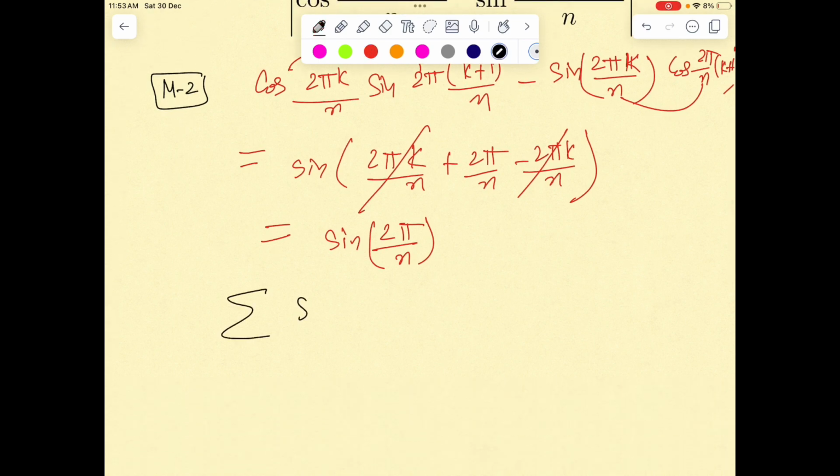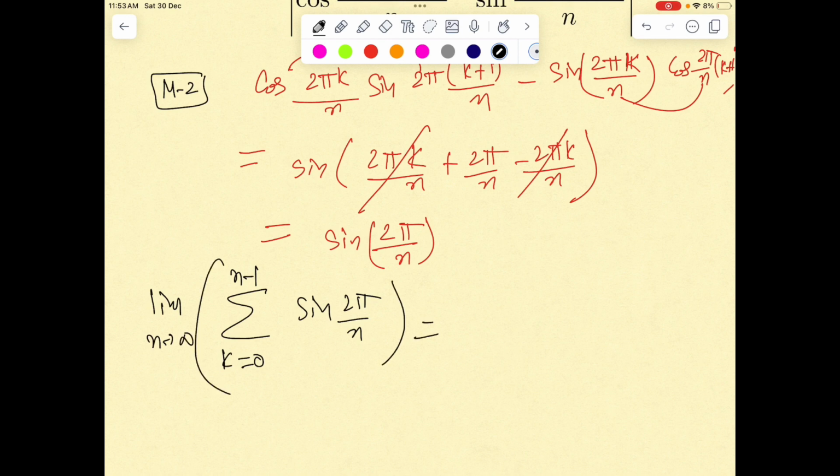So that is nothing but simply sine 2 pi by n, and now sigma of sine 2 pi by n, for k from 0 to n minus 1, so that is nothing but sigma of sine 2 pi by n. Now from k equal to 0 to n minus 1, limit n tends to infinity, same as sine 2 pi by n plus sine 2 pi by n.